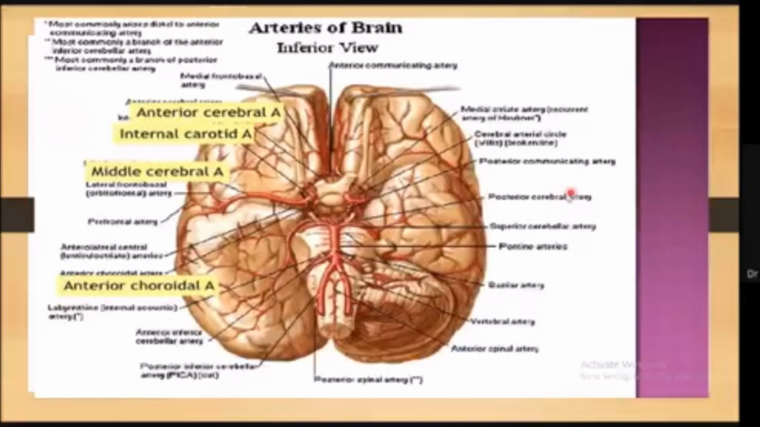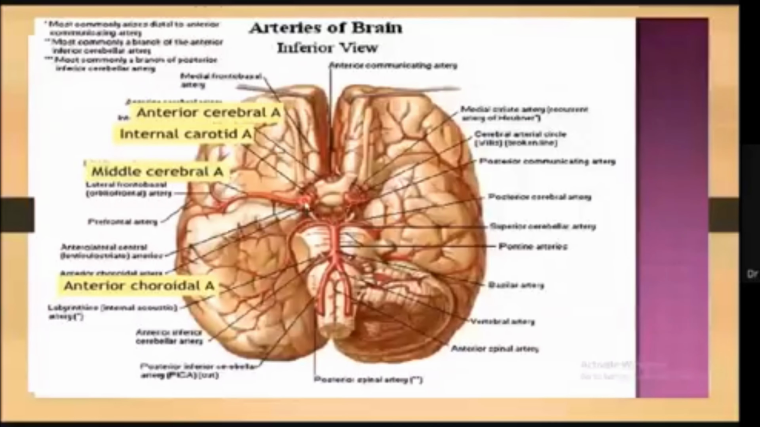So if we go to this image, this is the base of brain. So this is internal carotid artery. It is giving a branch called posterior communicating artery, which you can see this is going posteriorly. And then it is giving branch called anterior cerebral artery, which is running anteriorly. So this is the course of anterior cerebral artery emerging from this, going anteriorly and medially towards this midline median longitudinal fissure.